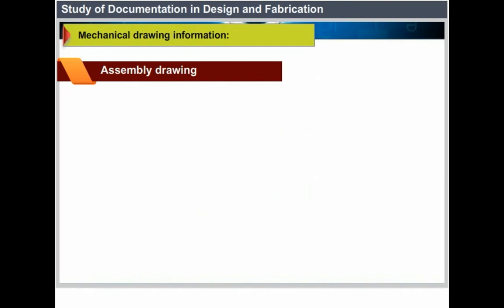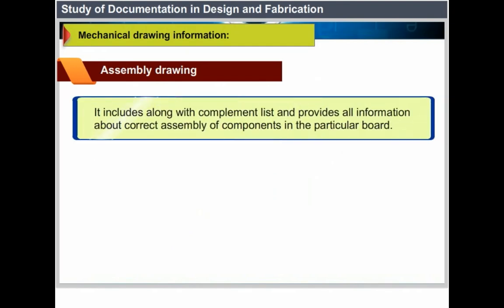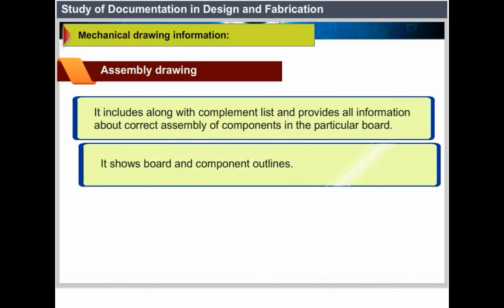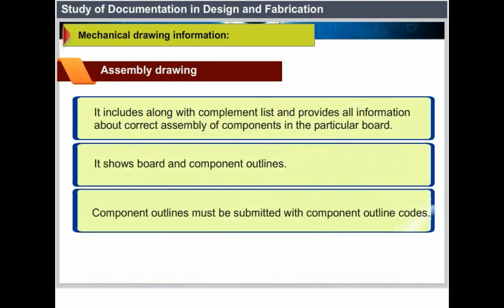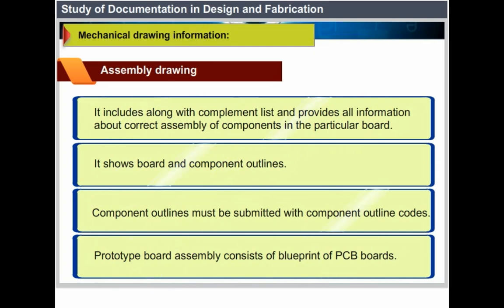Assembly drawing. It includes the component list and provides all information about correct assembly of components in the particular board. It shows board and component outlines. Component outlines must be submitted with the component outline codes. Prototype board assembly consists of a blueprint of PCB boards.